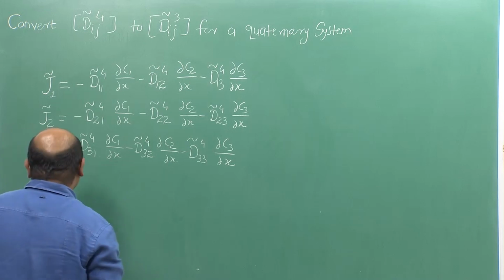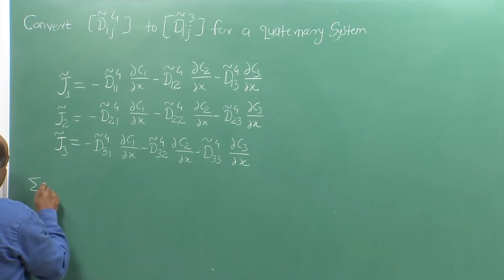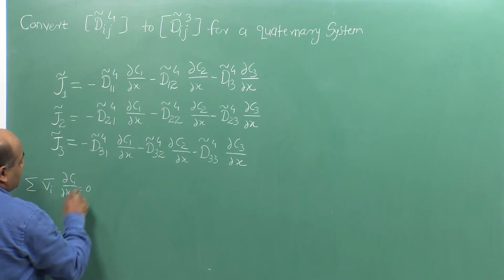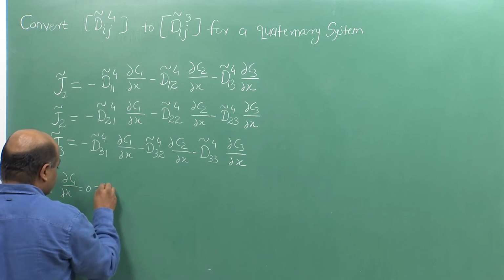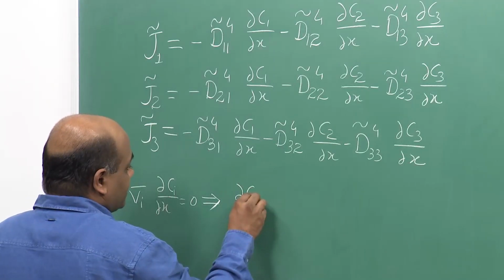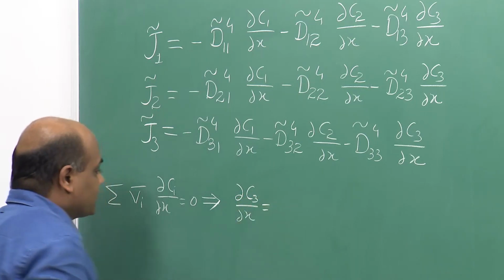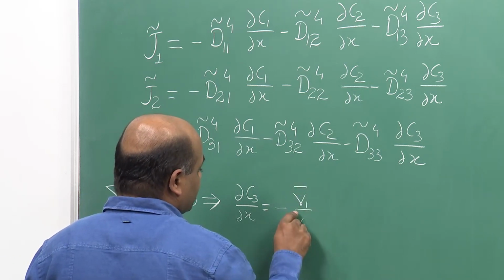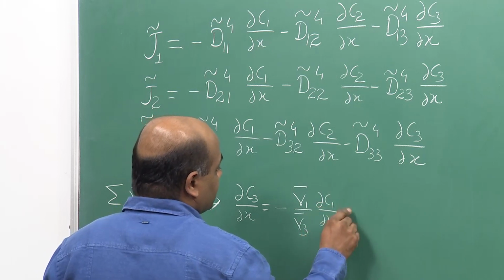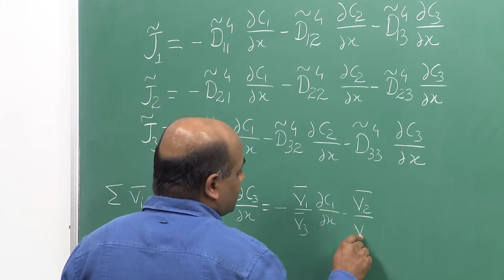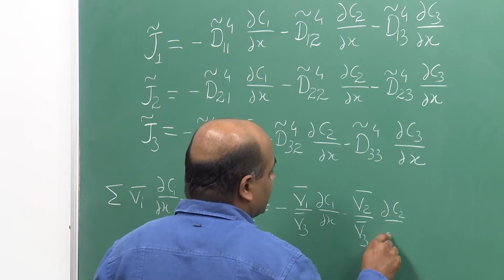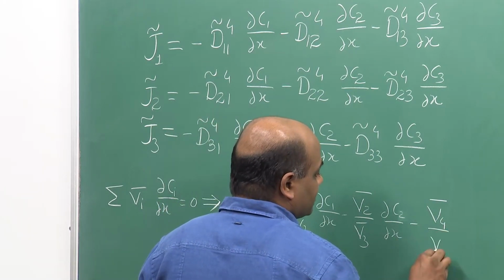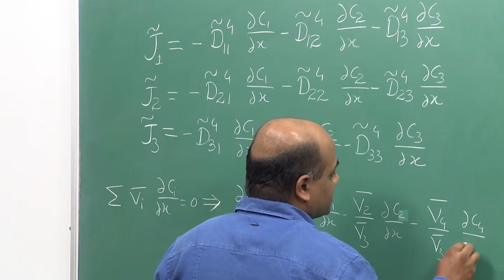and introduce the flux of 4. To get rid of the concentration gradient of 3, we can use the constraint sigma Vi bar ∂Ci/∂x equal to 0, which will yield ∂C3/∂x is equal to minus V1 bar over V3 bar ∂C1/∂x minus V2 bar over V3 bar ∂C2/∂x minus V4 bar over V3 bar ∂C4/∂x.